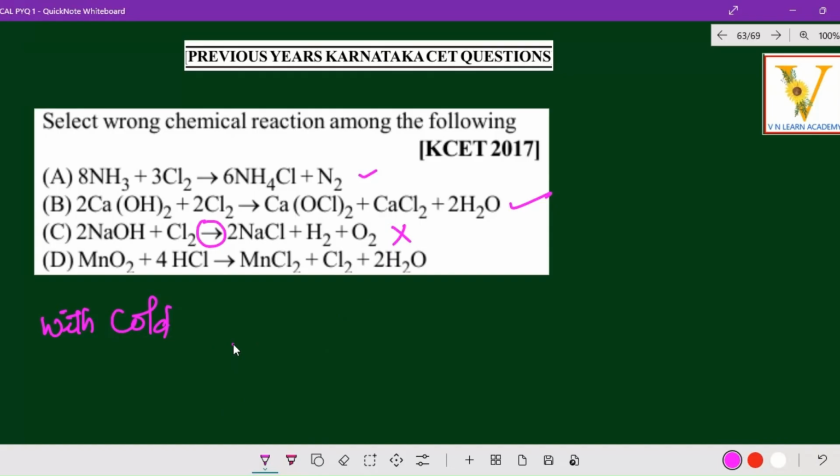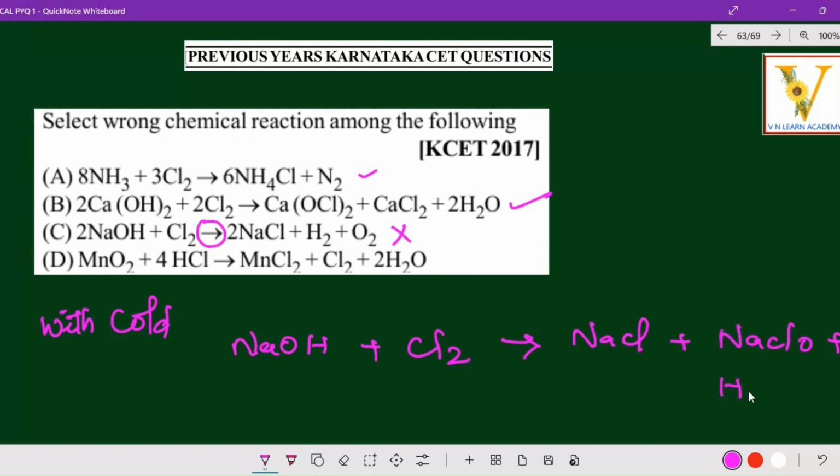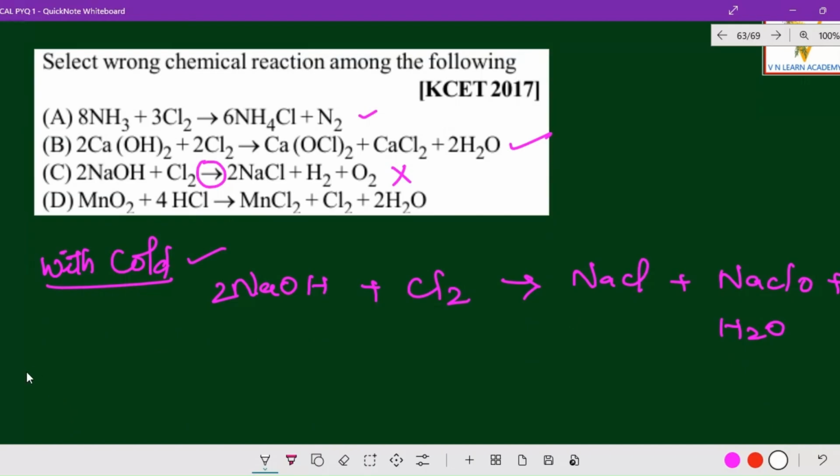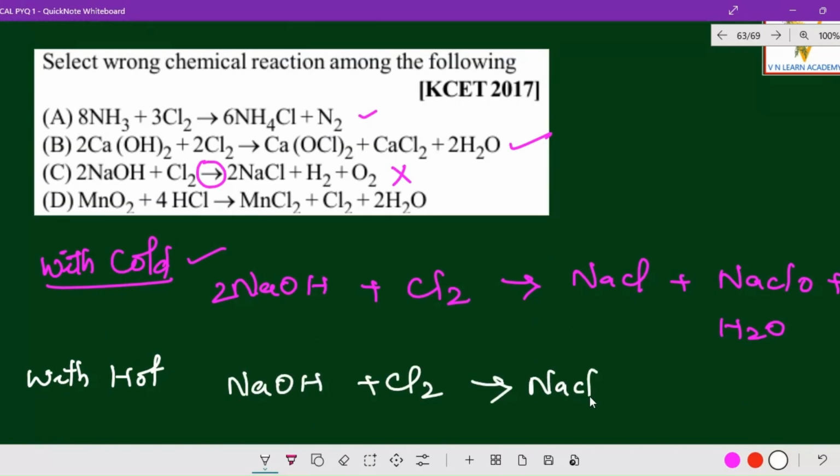So here, NaOH plus Cl2 gives NaCl plus NaClO plus H2O. This you get only in cold condition. So here you get 2, because there are 2 Na on each side. That is with cold condition. Suppose it is hot condition: NaOH plus Cl2 gives NaCl plus NaClO3 plus H2O. This is also a balanced equation here. Cl2, Cl3 is there, so here actually 3 ClO.